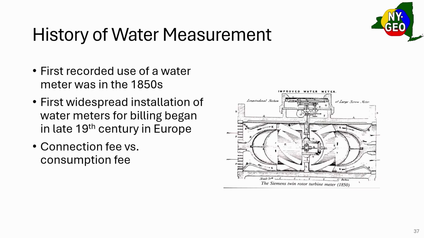So energy as a service for geo is relatively new. But if we look back in history, the history of water measurement certainly isn't new. The first recorded use of a water meter is a little different. Water's not the same as BTUs from the ground, but it's interesting to look at: the first recorded use of a water meter was in the 1850s, and then the first widespread installation of water meters for billing was in the 19th century in Europe.